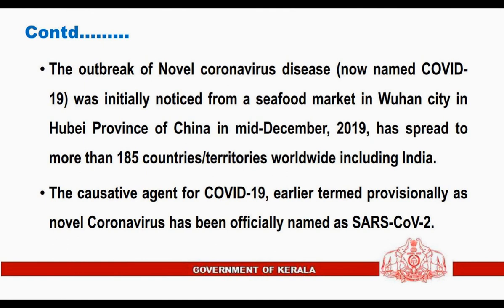The outbreak of novel coronavirus disease, now named COVID-19, was initially noticed from a seafood market in Wuhan City in Hubei province of China in mid-December 2019, and has spread to more than 185 countries and territories worldwide, including India. The causative agent, earlier termed provisionally as novel coronavirus, has been officially named SARS-CoV-2.